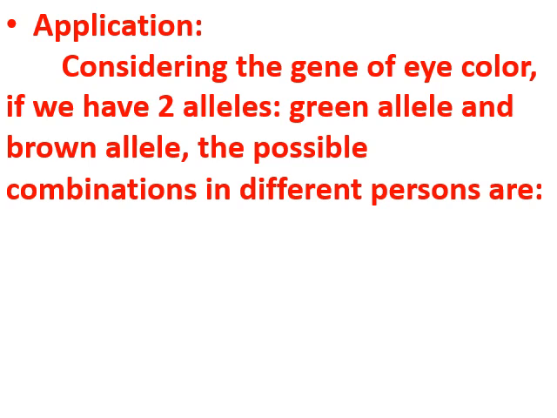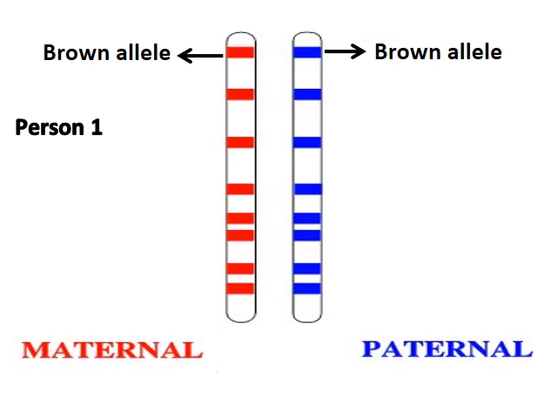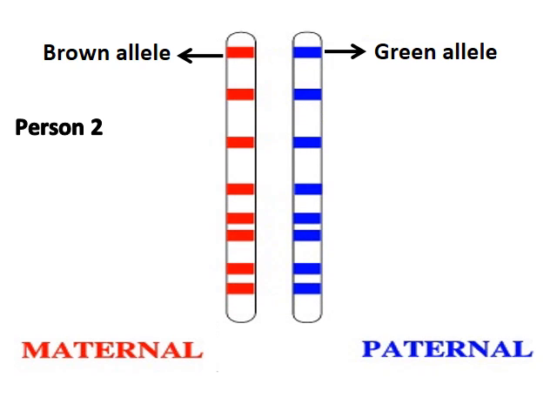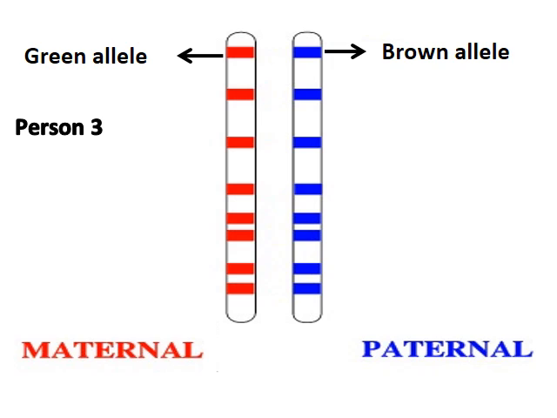Let's have an application here. Consider the gene of the eye color. If we have 2 alleles, a green and a brown allele, the possible combinations in different persons are: brown, brown, where they carry a brown allele from the father and a brown allele from the mother; or brown, green, brown from the mother and green from the father; or green, brown, green from the mother and brown from the father; and the last one should be green, green, green from the father and green from the mother.